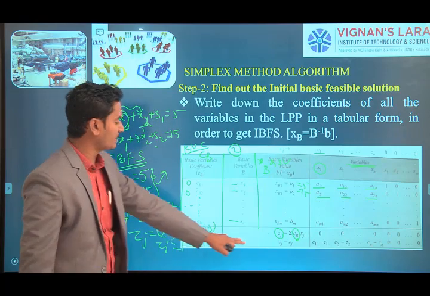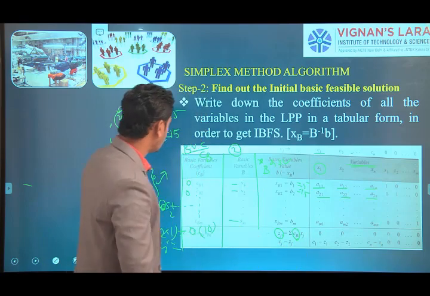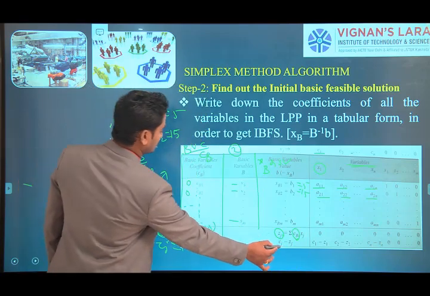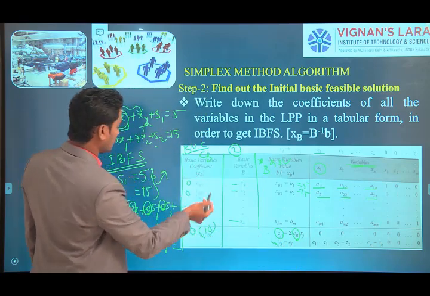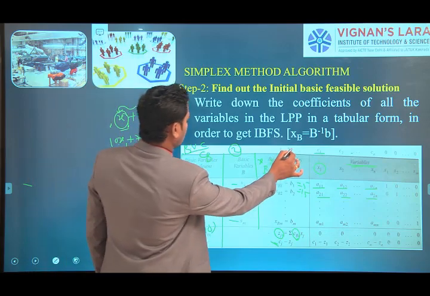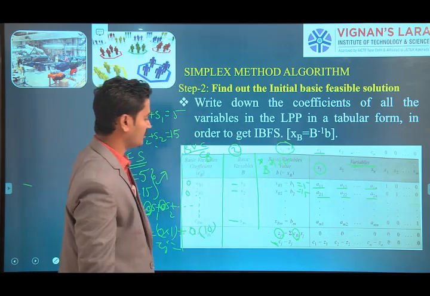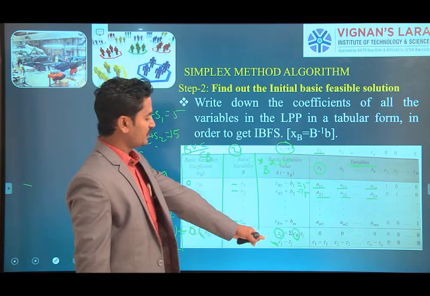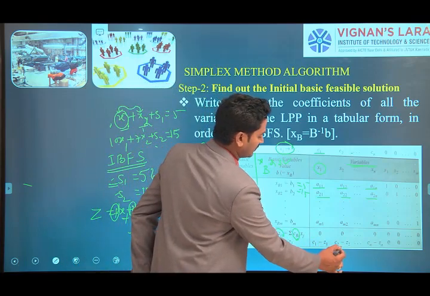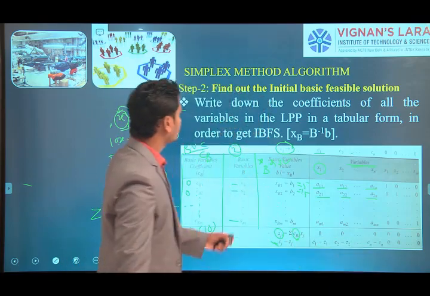And finally we calculate Cj minus ZJ. What is the Cj value here? Cj is the objective function contribution values. We substitute like this: C1, Z1, C2, Z2, like that.